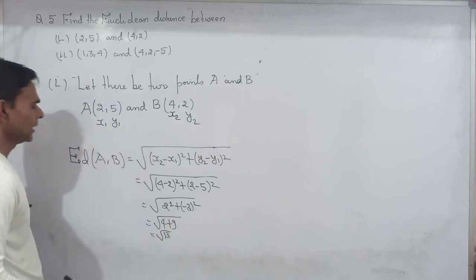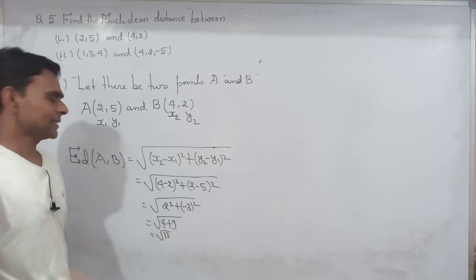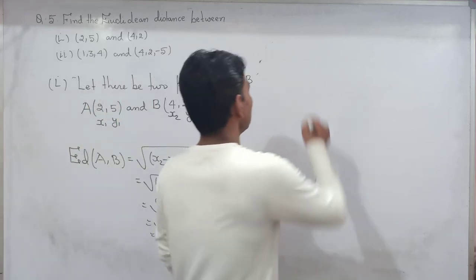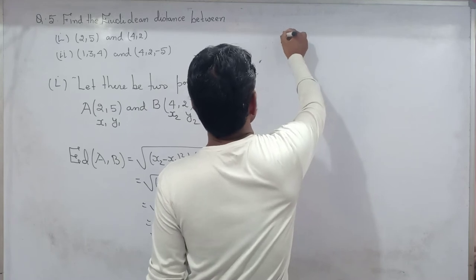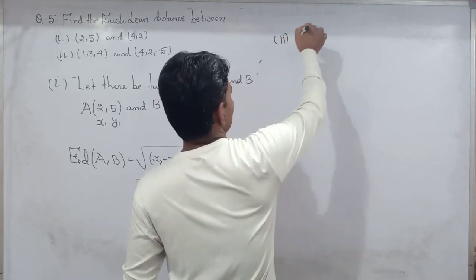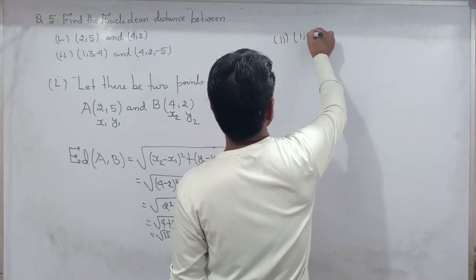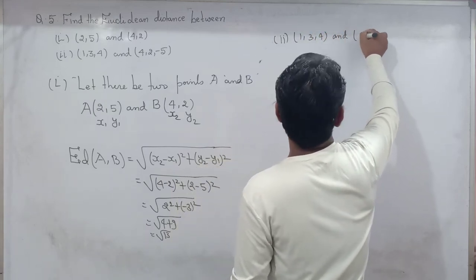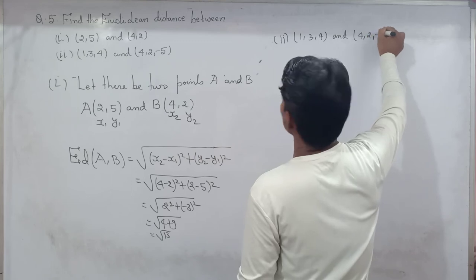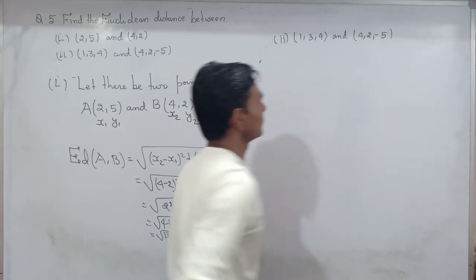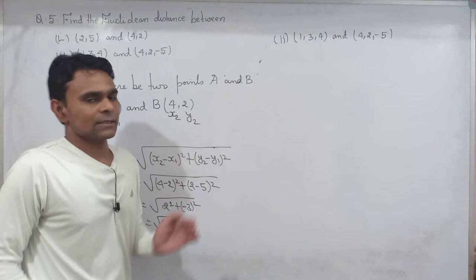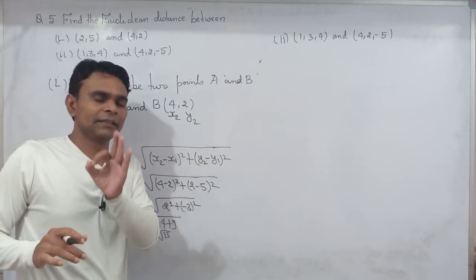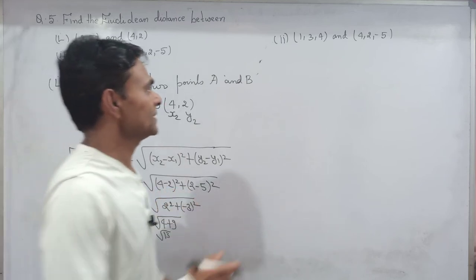This is the Euclidean distance between the two points A and B. The first part is finished. Now the second part: (1, 3, 4) and (4, 2, -5). This question involves three coordinates, that is, three-dimensional space.